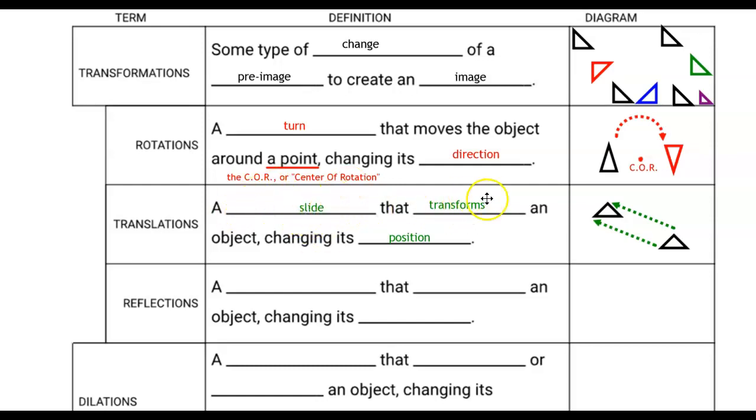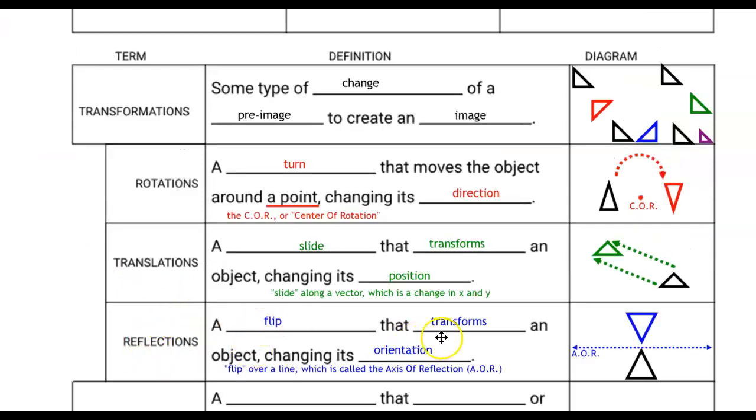Translations are slides that transform an object, changing its position. Notice that from the original, the pre-image, to the image, all I've done was slide every point along the same exact vector. So you can see this point went upwards and to the left, this top point went upwards and to the left, and then this bottom point is going to move upwards and to the left as well. And they're all going to be moving by the same exact amount. We're going to be talking about how to identify translation vectors during the second lesson. And we'll talk about how to slide along a vector, which is just a change in the x and the y of each point.